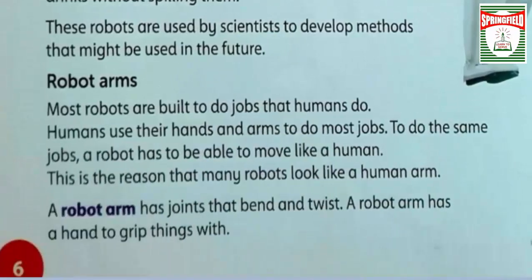Robot arms. Most robots are built to do jobs that humans do. Humans use their hands and arms to do most jobs. To do the same jobs, a robot has to be able to move like a human. So this is the reason that many robots look like a human arm.